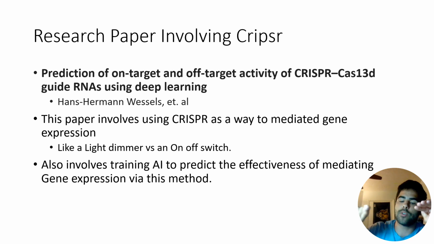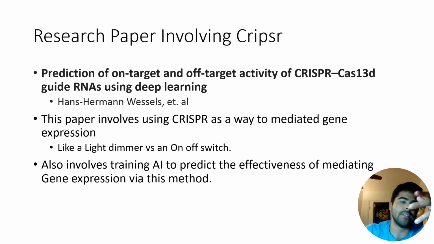So let's say a protein's being produced at too high of a level, we can just turn it down to 50% because we can attack maybe 50% of the RNA that's being transcribed, and we can turn it down. We don't have to just completely take out that gene that codes for that protein.